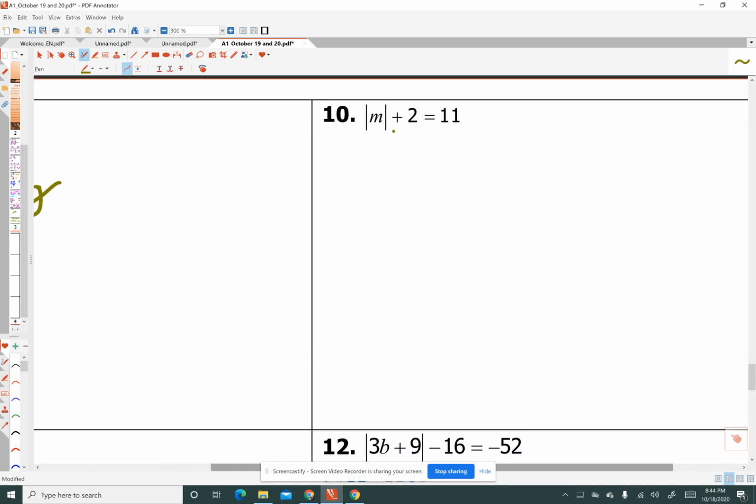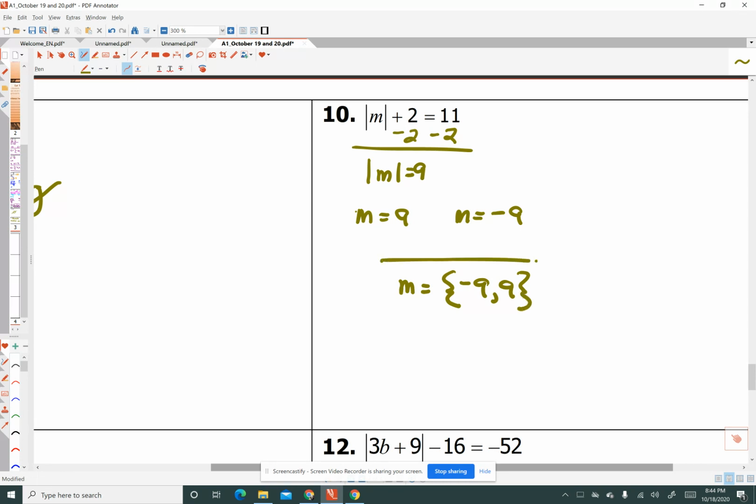Number 10, subtract 2 from both sides. The absolute value of M equals 9. So we have M equals 9 and M equals -9. They're already isolated and solved for us. So the solution set is -9, 9.